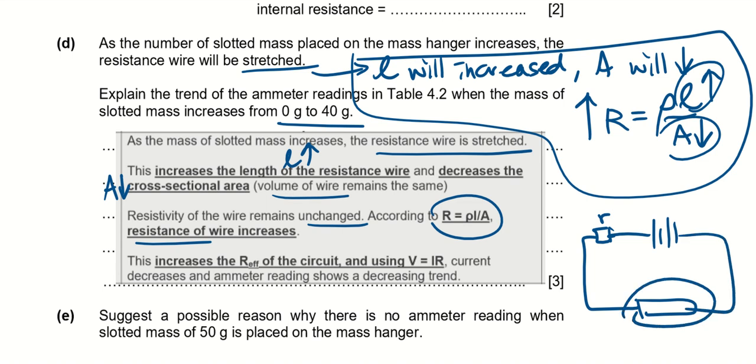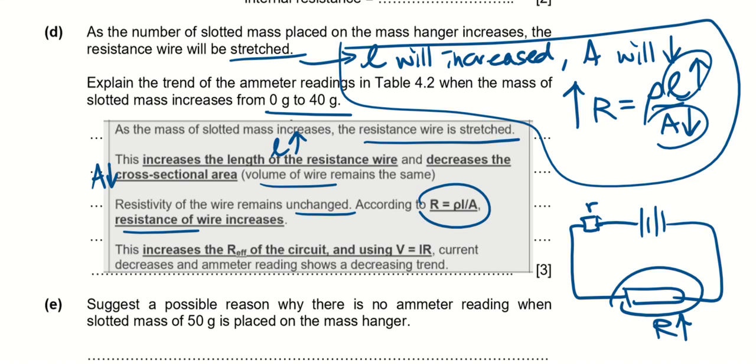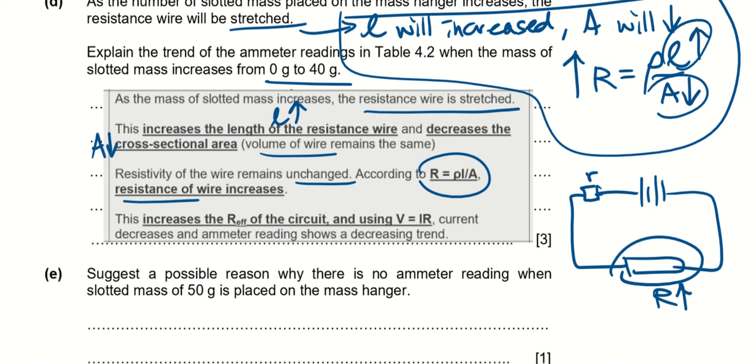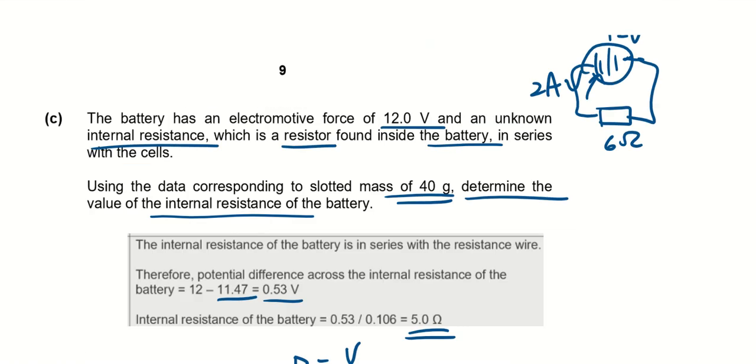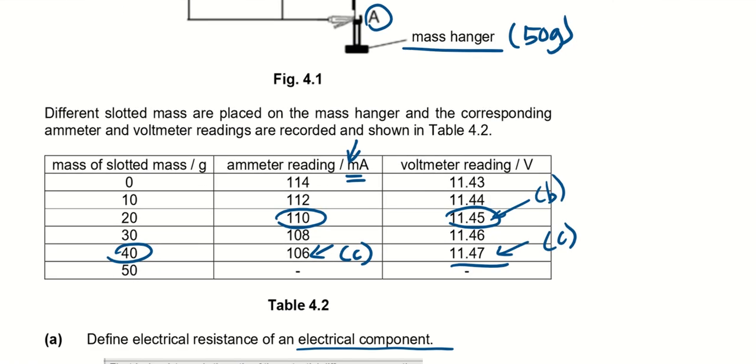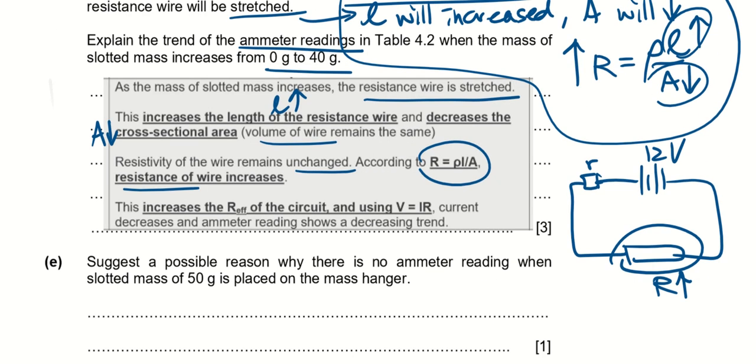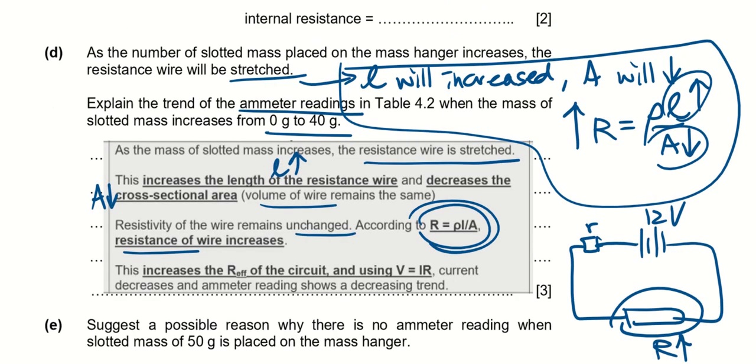Okay, so if this resistance increases, the effective resistance of the whole circuit will increase. And then using V equals IR, because this is 12 volts, it is fixed, the current decreases. So the ammeter reading, which they want us to explain the trend, will show a decreasing trend. And if we look at it, it actually shows a decreasing trend as we add more and more mass. Okay, so I will need you all to know this formula. This is under current of electricity.